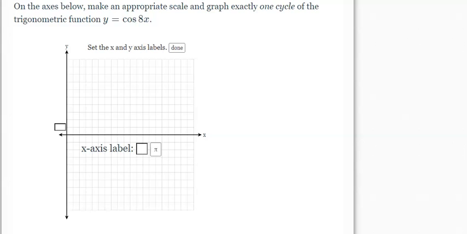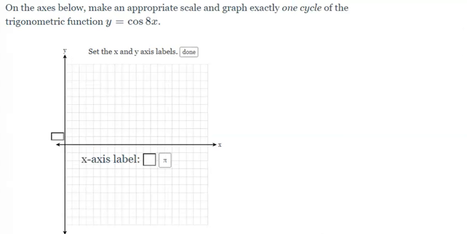So here we go. First thing we need to establish is setting up our labels for the x and y axes, or axes. Don't know what the plural word is. But we need to set up an appropriate scale. So in order to do that, we need to find out what is the amplitude, midline, and the frequency / period. So first thing is, you don't have a number in front of the cosine, which just means automatically this is 1. So our A is equal to 1.